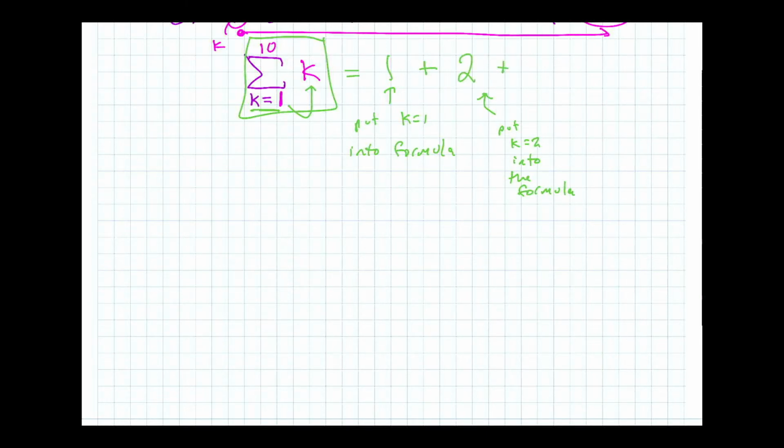And you just keep doing this forever, not forever. You do it until you get to the stopping index, right? The stopping index is 10. So the last number that you're going to plug into the k is going to be k equals 10. So the last thing you do is you plug k equals 10 into the formula.